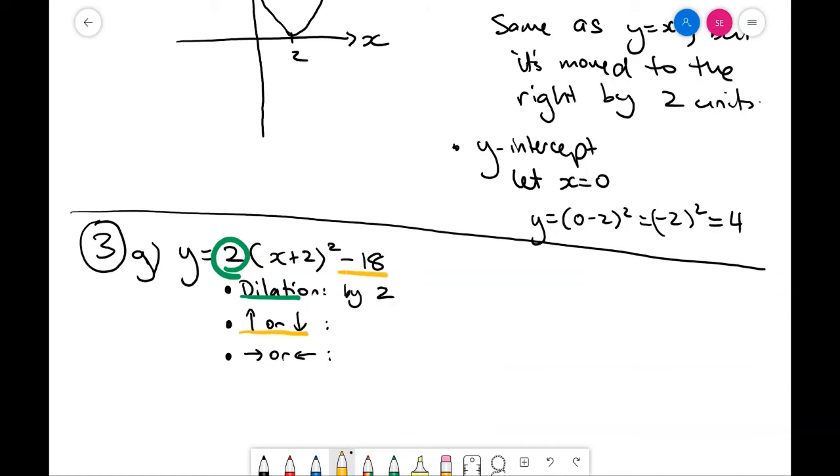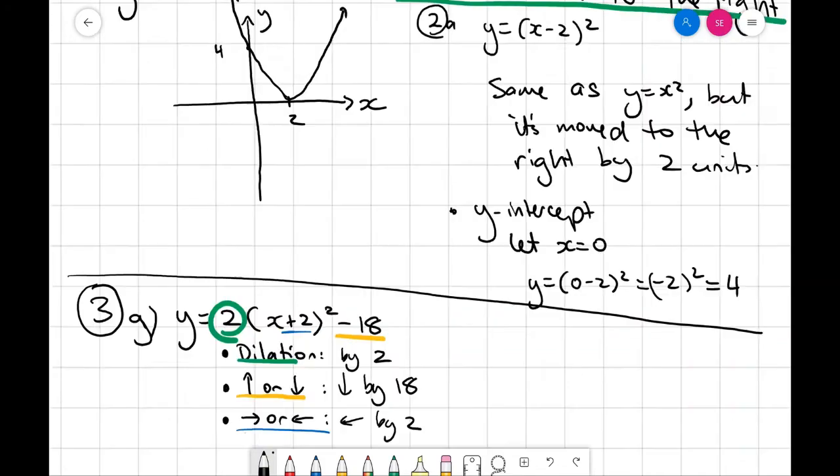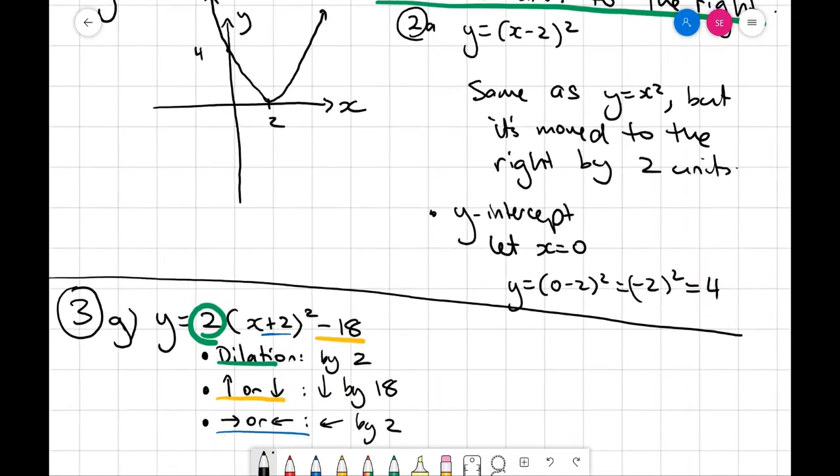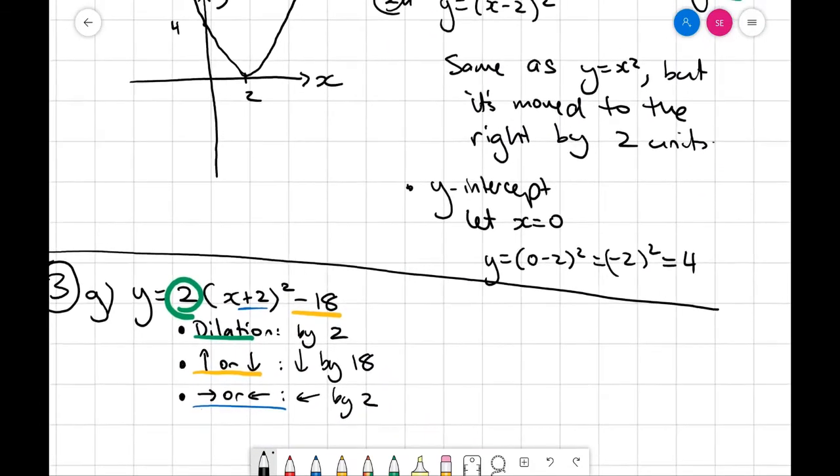Well, it's negative 18, so it's going down by 18. And then it's got plus 2 here. It might be counterintuitive, but we're actually going left by 2. Because remember, when it's x minus 2, it goes to the right 2. So if it's x plus 2, it goes to the left by 2.